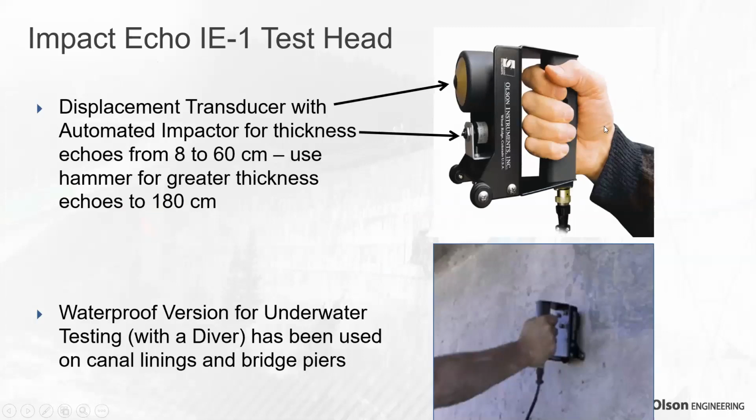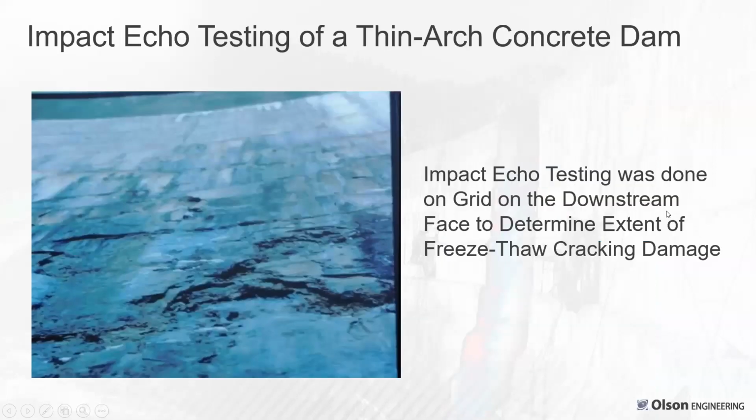So this shows some of the test equipment we've developed and used as Olson Instruments and in our consulting work. This is a handheld solenoid impactor with a displacement transducer that's pushed against the concrete, and that'll work out to maybe up to about 2 feet. You can use a hammer, so from nominally 3 inches to 2 feet, although somewhere around 18 inches, we often switch to a small hammer. And you can use a larger hammer to get out to approaching 2 meters or 6 feet. We have a waterproof version for specialized underwater testing. We've used it in consulting on canal linings and bridge piers with divers.